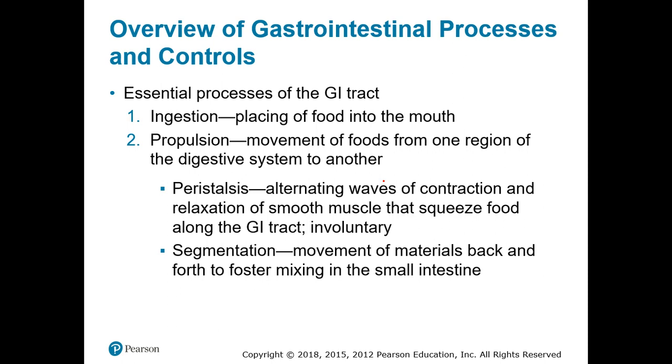One form of propulsion, and the most famous one, is peristalsis. These are just alternating waves of contraction between the smooth muscle found in those layers, and it helps squeeze food along your digestive tract. It's involuntary, you don't have control over it. The second type is called segmentation, and this is just a movement of materials back and forth. It fosters mixing, and this happens in your small intestine.